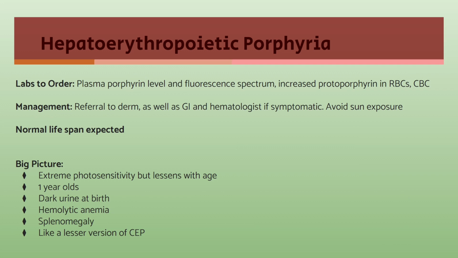Labs largely the same. Derm can help, but GI and heme should be involved as well. And the big picture here, HEP, CEP, largely similar. So extreme photosensitivity early at birth, dark urine, hemolytic anemia, splenomegaly, and kind of like a diet version of CEP. So remember, CEP also has red teeth, a little more severe, etc.